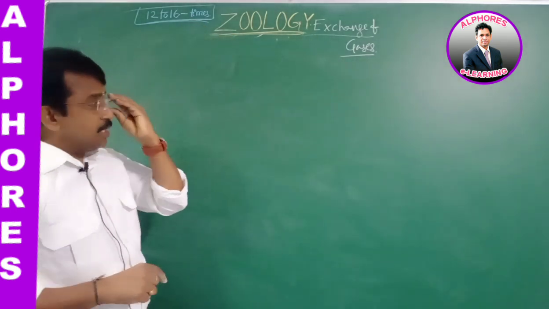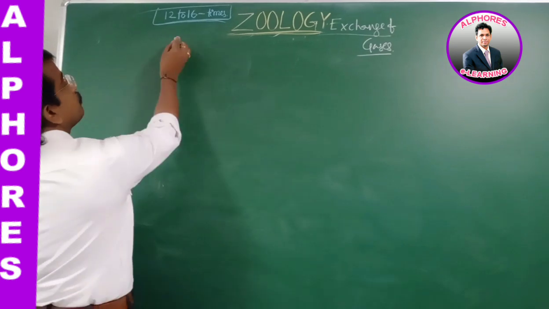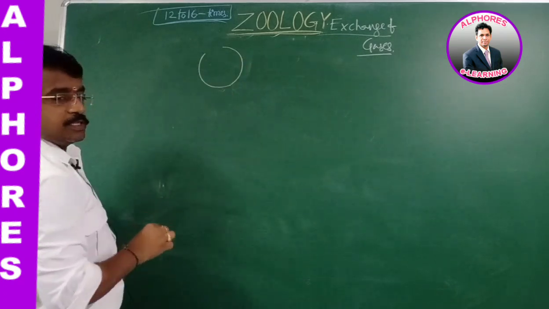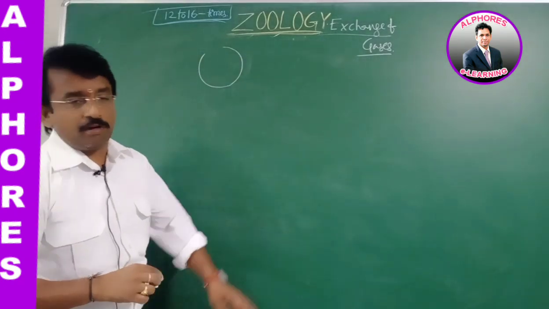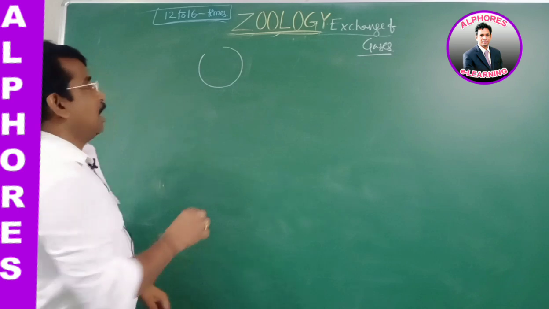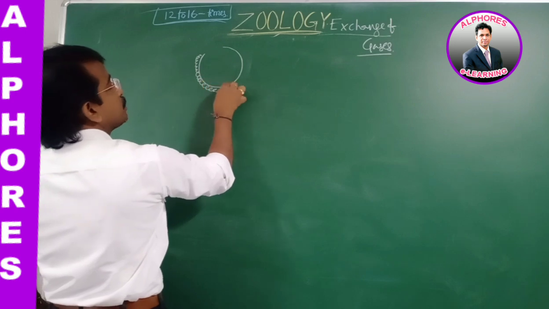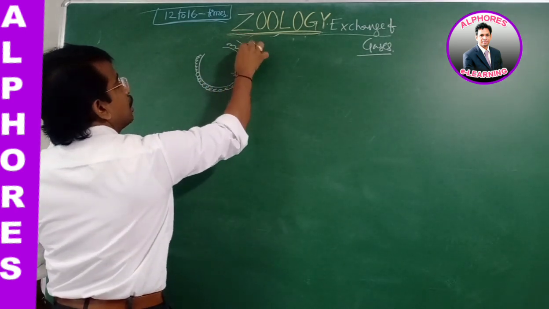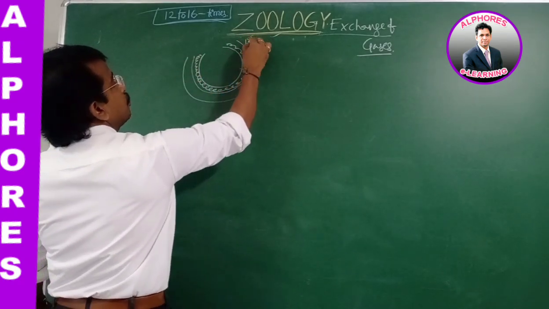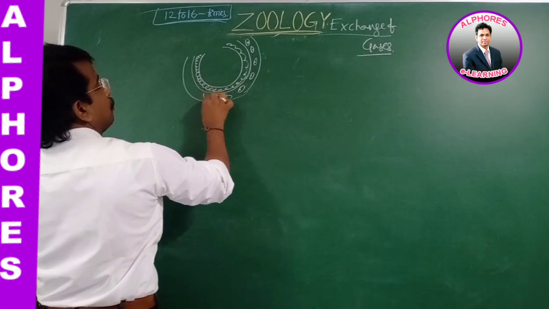Before discussing how the exchange of gases takes place, we have discussed two parts: one is the conducting part and another is the exchange part. The alveoli of lungs are lined by simple squamous epithelium and also by blood capillaries.